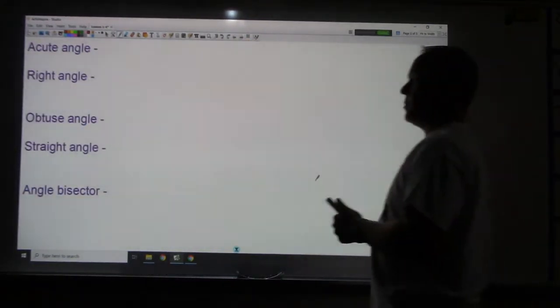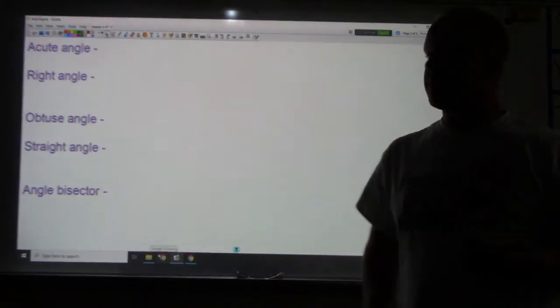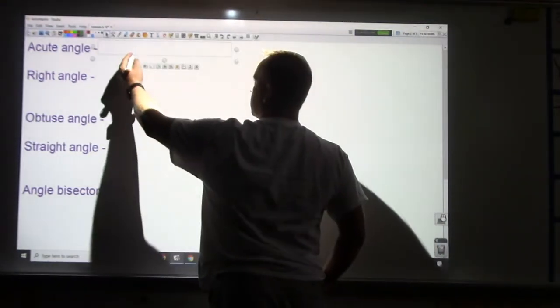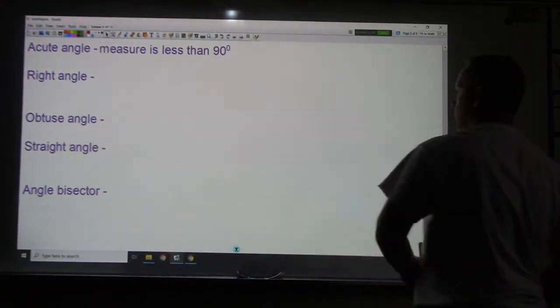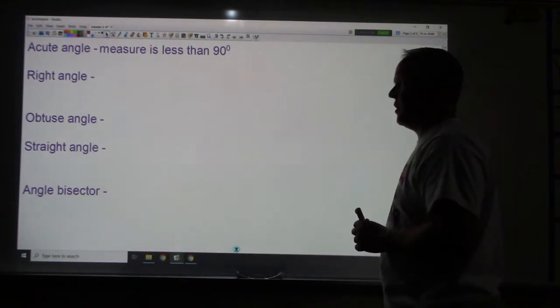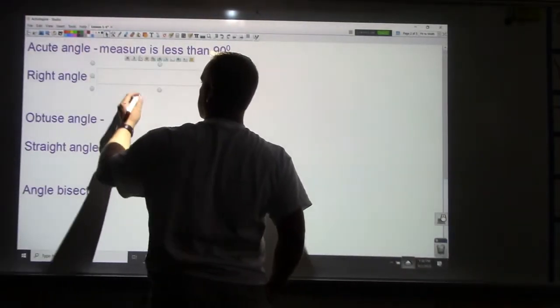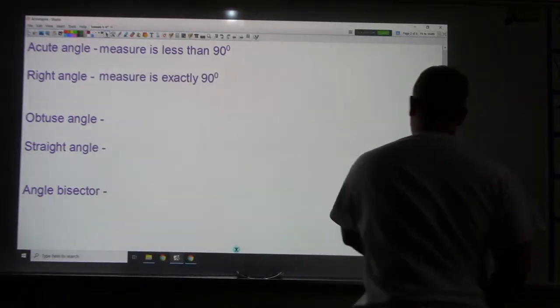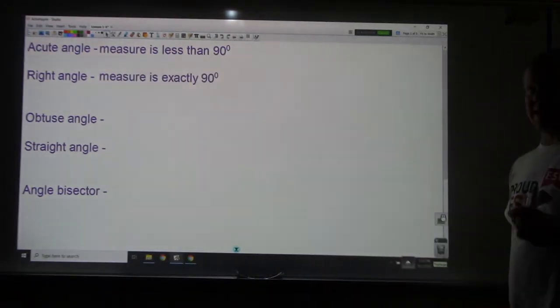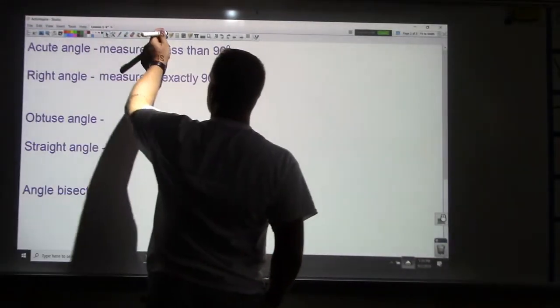Now, there are different types of angles. Acute angles. Oh, so pretty. Acute angles measure less than 90 degrees. Less than 90 degrees. They're pretty. They're little. Okay? Right angles. Right angles measure exactly 90 degrees. It's a corner.